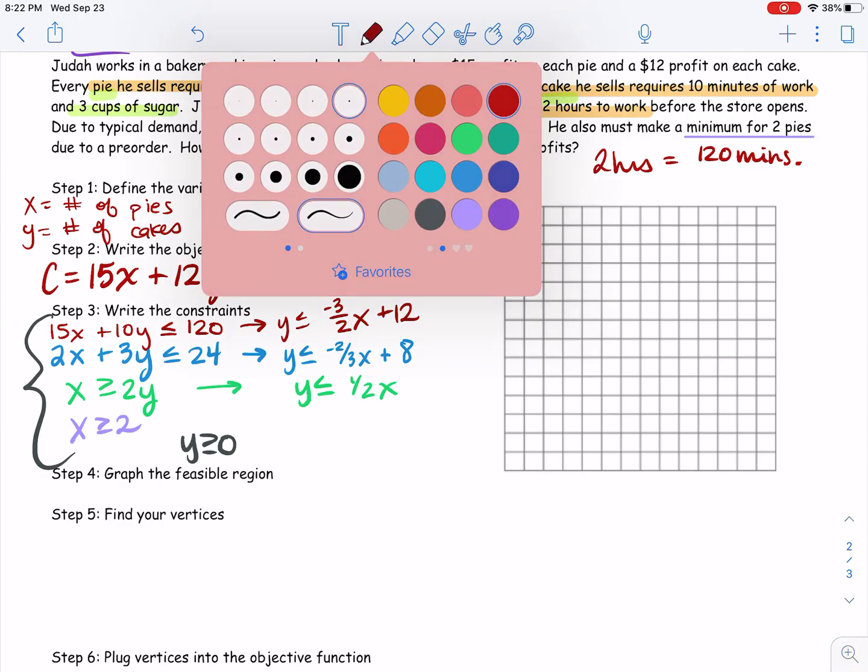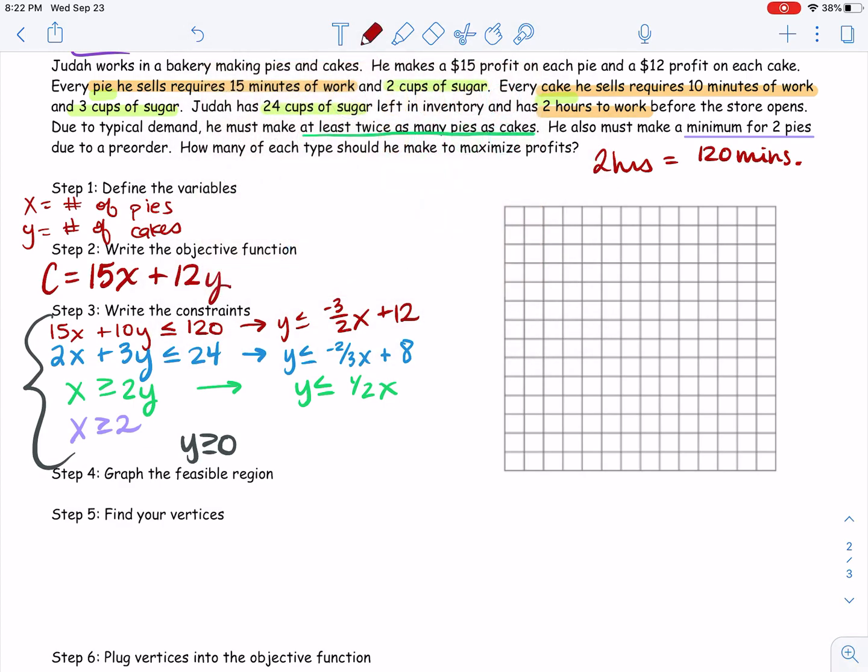So I'm going to go back to this red color and graph the first constraint. So positive 12. Can I fit it by counting by ones? Yes. 1, 2, 3, 4, 5, 6, 7, 8, 9, 10, 11, 12. So here's 12 and then negative 3 over 2. So down 3 over 2, down 3 over 2, down 3 over 2, down 3 over 2. It's a solid line. Here it is.